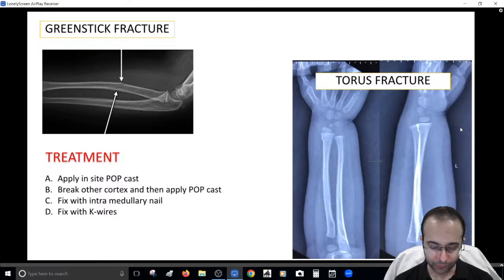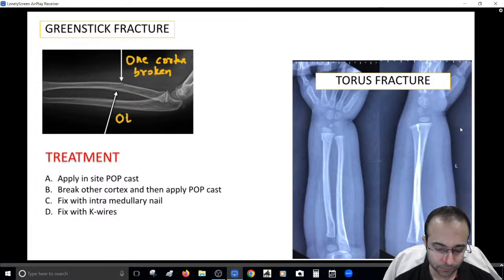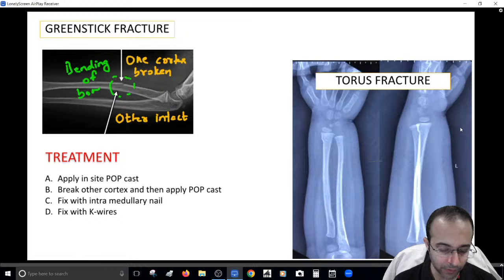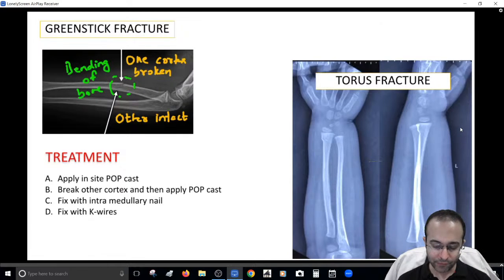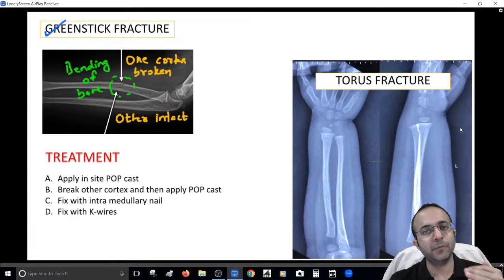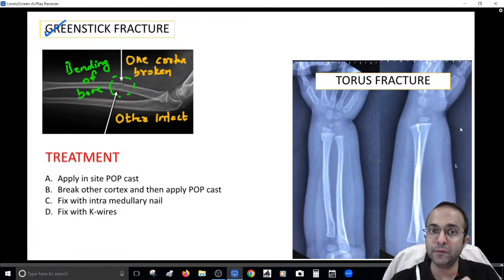So what do you have in a green stick fracture? Look at this bone. I'm sure you can pick up one cortex of the bone is broken. You can very well see the other cortex intact. So this bone is radius, this is ulna. So one cortex of radius is broken, other is intact. And just like ulna, which is a straight bone, radius is also a straight bone. But I'm sure you can very well pick out in this area that there is some degree of bending of bone that is visible. So this kind of a fracture pattern is what we call as green stick, where one part of the bone is broken, the other one is intact, and this bending of the bone is appreciable.